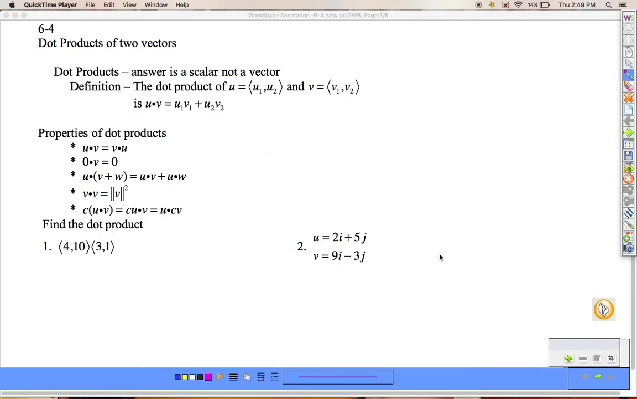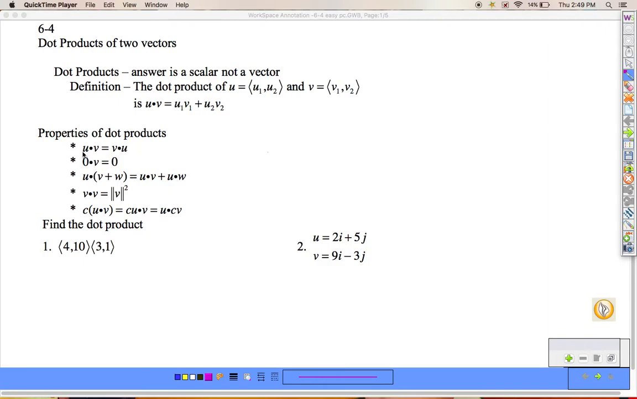All right, the definition. The dot product of vector u and vector v is u dot v. It's not multiplication, it's u dot v. It's u1 v1 plus u2 v2. So we'll multiply the first numbers of each vector, multiply the second numbers of each vector, and add them together.